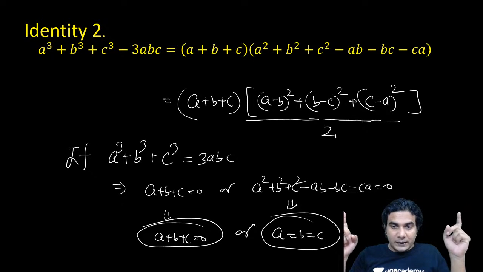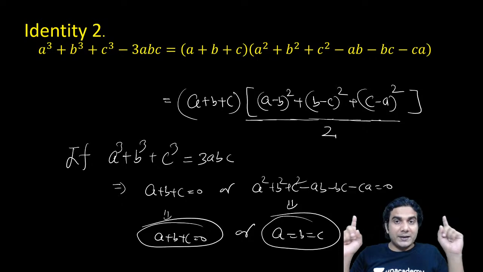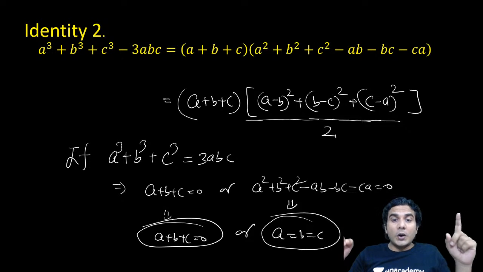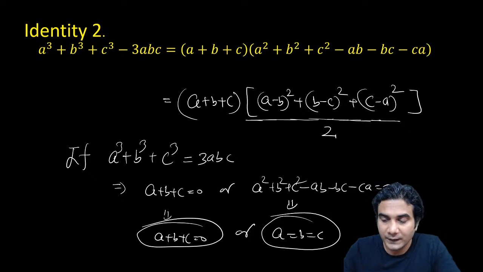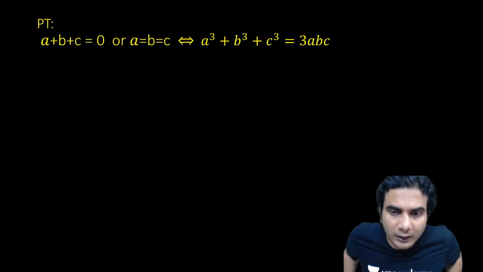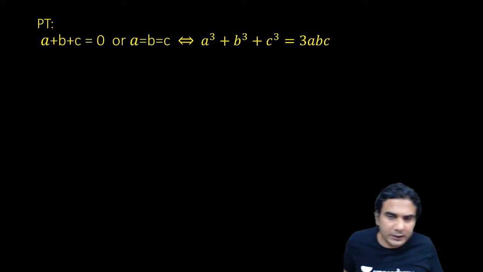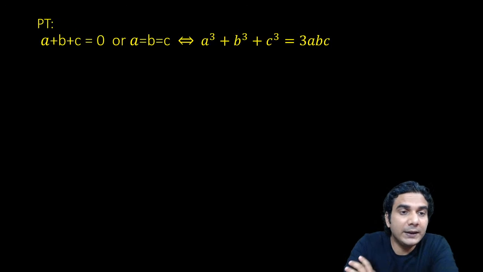So what is the final conclusion? Whenever you have a cube plus b cube plus c cube is equal to 3abc, you will write either a plus b plus c is equal to 0, or a is equal to b is equal to c. So that is the result. The similar thing I have written on another slide also. In this slide you can see, if a plus b plus c is equal to 0, or a is equal to b is equal to c, then you can write a cube plus b cube plus c cube is equal to 3abc. We just learned it, right?